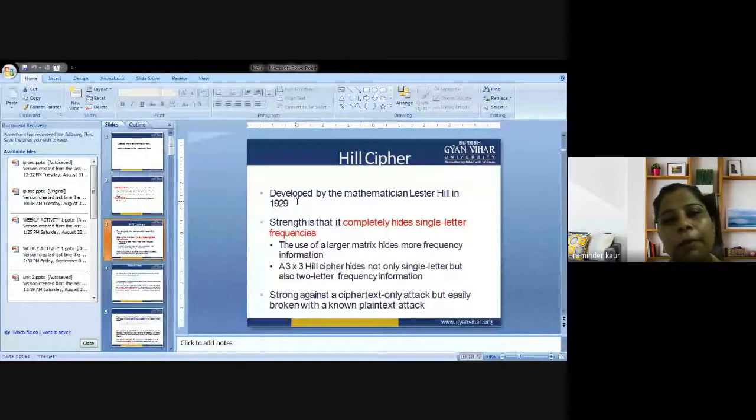If I talk about the Hill cipher in more detail, it was developed by the mathematician Lester Hill in 1929. Its strength is that it completely hides single letter frequencies. The use of a larger matrix hides more frequency information. A 3 by 3 Hill cipher hides not only single letter but also two letter frequency information. But it is strong against a ciphertext only attack, and it could be easily broken if we already know the plain text.